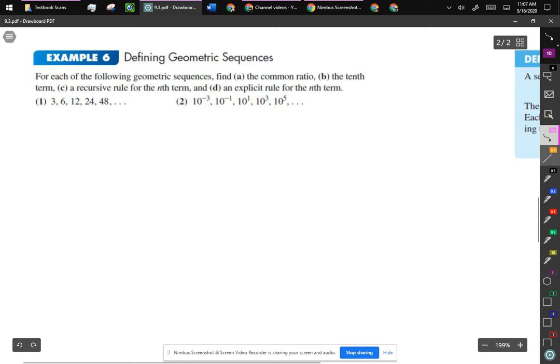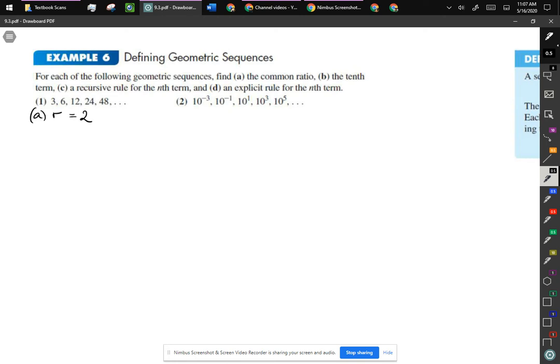And that's easy. So for part A here, they want to find the common ratio, right? So because everything keeps doubling, we know that the common ratio, we're going to say r is equal to 2, right? It's going to multiply by 2 for every subsequent sequence term.